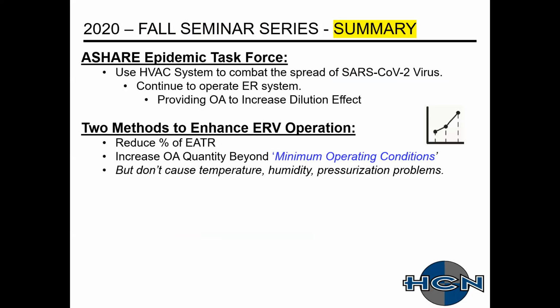2 methods to enhance your energy recovery operation, once again, beyond your minimum code conditions. You can reduce your percentage of exhaust air transfer ratio. We talked about the different products for that. And then once again, we talked about what happens when you increase your outside air beyond your minimum operating conditions.